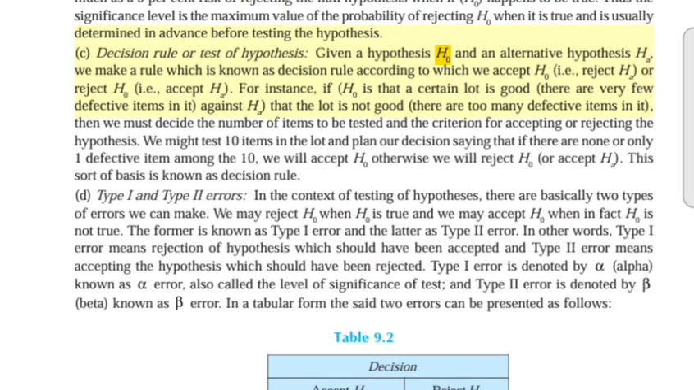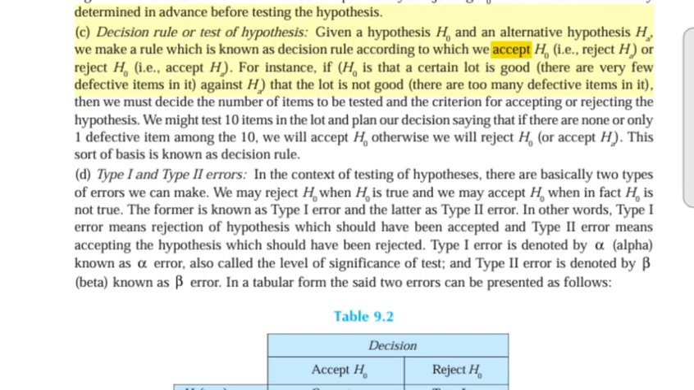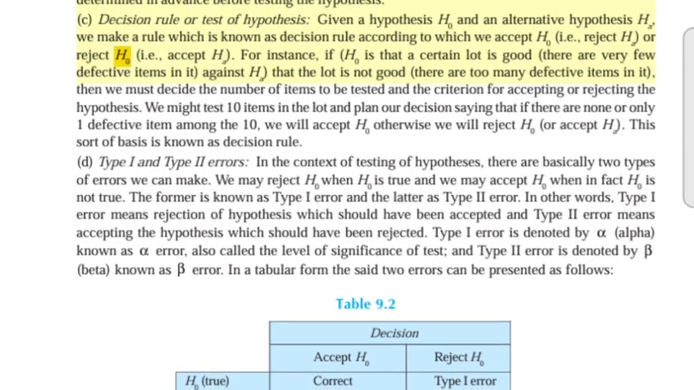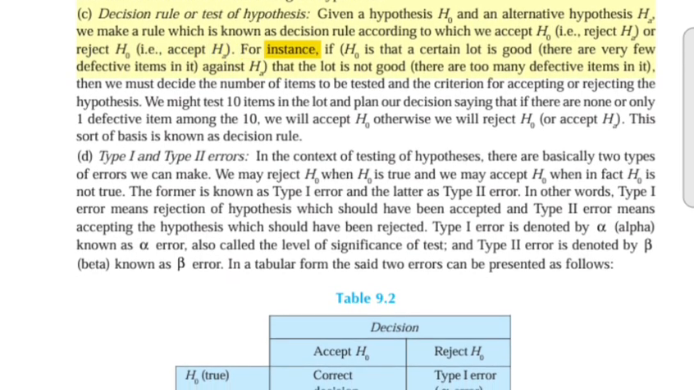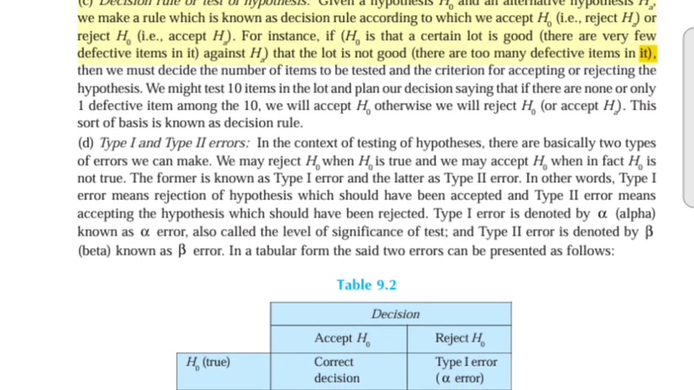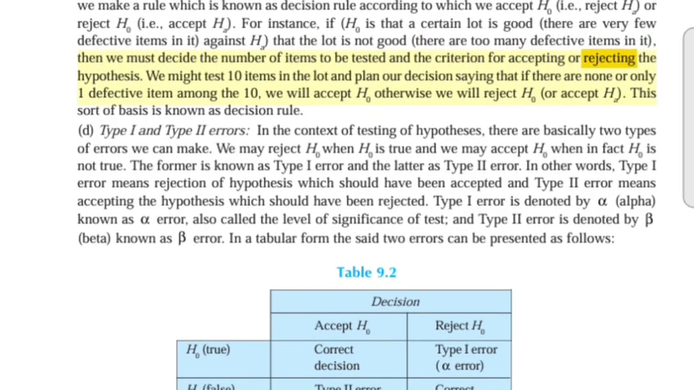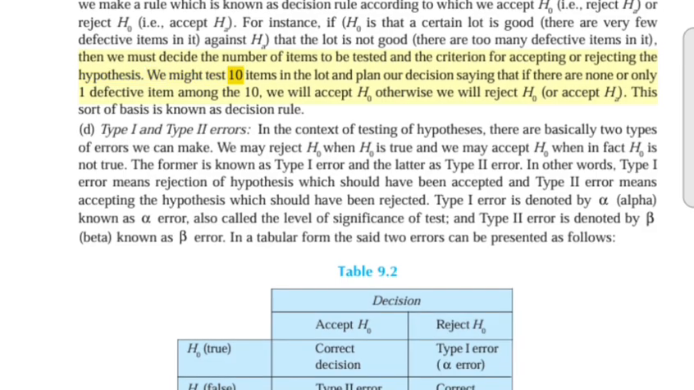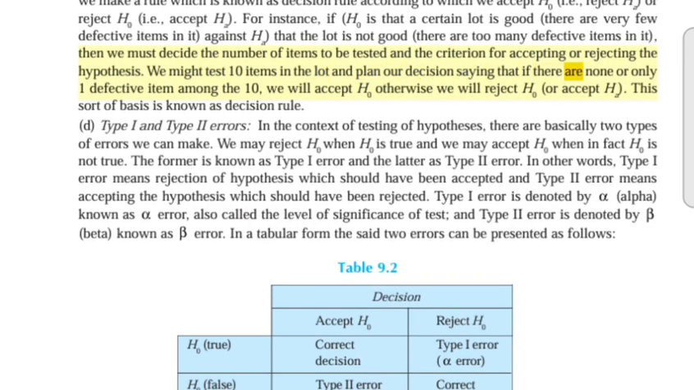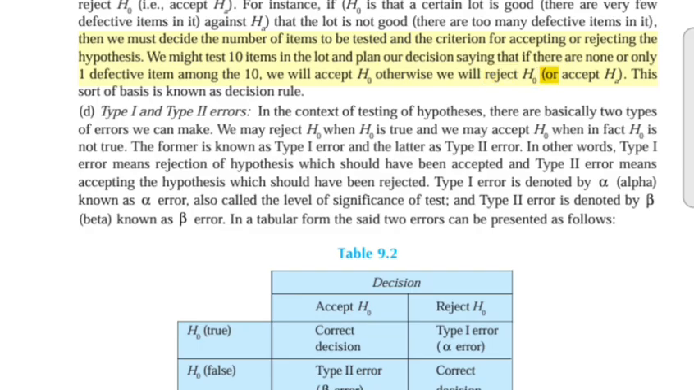C. Decision rule or test of hypothesis. Given a hypothesis H0 and an alternative hypothesis HA, we make a rule which is known as decision rule, according to which we accept H0, i.e., reject HA, or reject H0, i.e., accept HA. For instance, if H0 is that a certain lot is good, there are very few defective items in it, against HA, that the lot is not good, there are too many defective items in it. Then we must decide the number of items to be tested and the criterion for accepting or rejecting the hypothesis. We might test 10 items in the lot and plan our decision saying that if there are none or only one defective item among the 10, we will accept H0, otherwise we will reject H0 or accept HA. This sort of basis is known as decision rule.